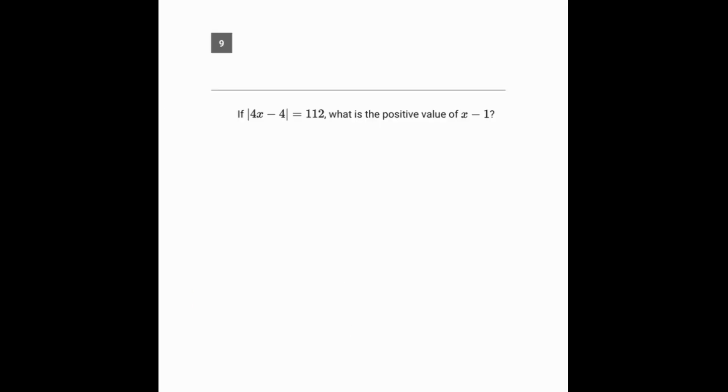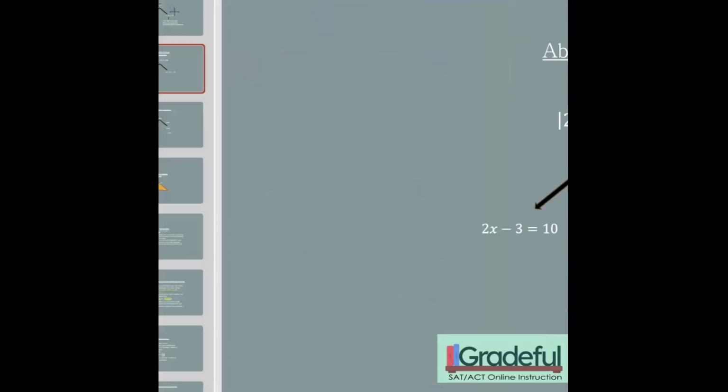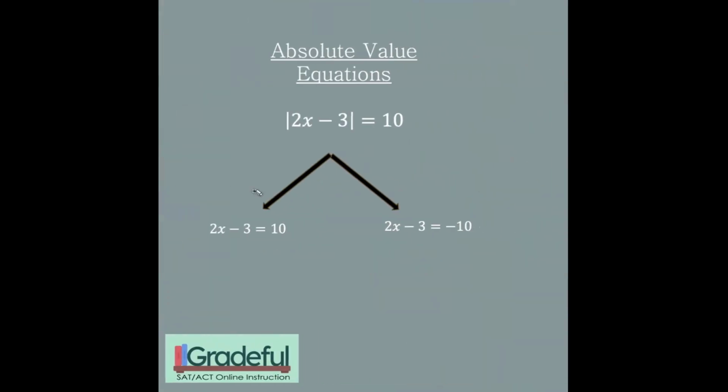Going over to question 9, here we're being presented with an absolute value equation. And for absolute value equations, you want to have the instinct of, in one situation, just taking away the absolute value symbols, and in the other, setting the same thing equal to a negative. So if we have absolute value 2x minus 3 equals 10, you set it equal to 2x minus 3 equals 10, 2x minus 3 equals negative 10.